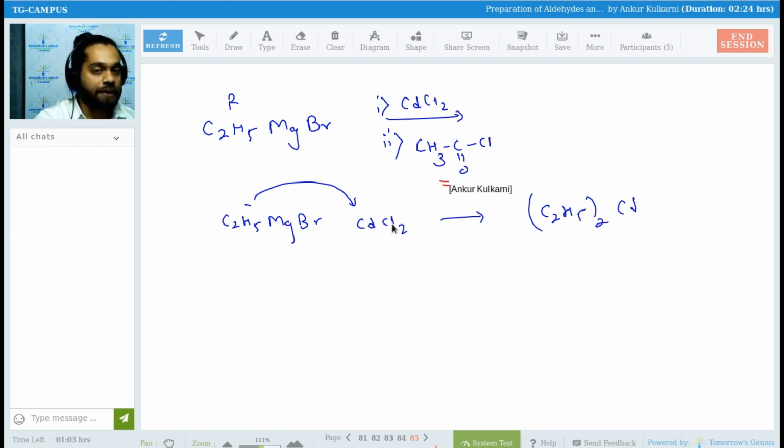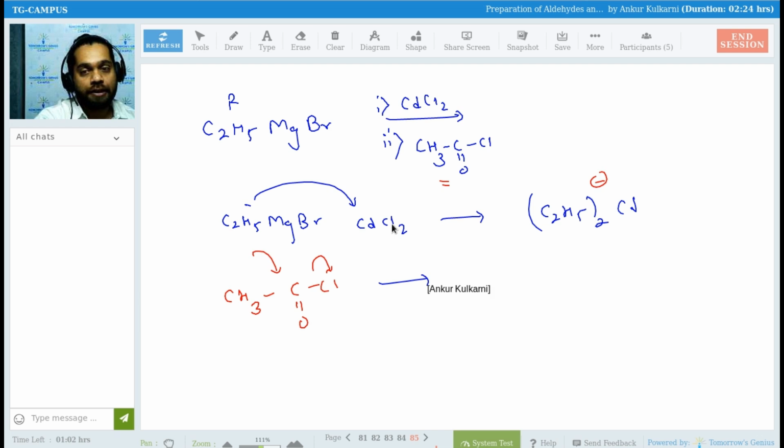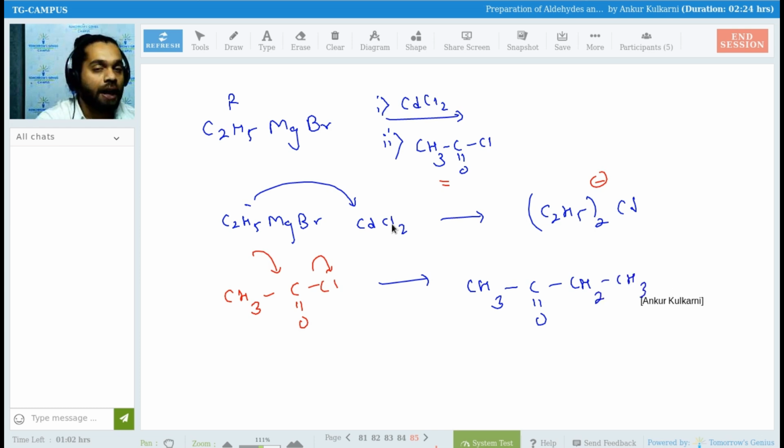Then I'll treat it with what? I'll treat it with acyl chloride. So if I have an acyl chloride, that is CH3COCl, this is negative, that will attack over here. Your Cl will go away, and what I'll get is CH3C=O with C2H5, that is nothing but CH2CH3. So Prashanti, how can it be an aldehyde? This is RCOR. This is a ketone, not an aldehyde. So 1, 2, 3, 4. This is butan-2-one because it is a ketone.